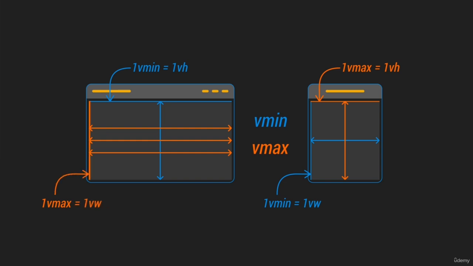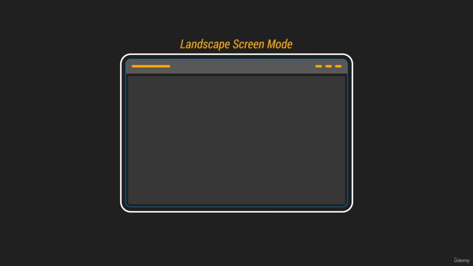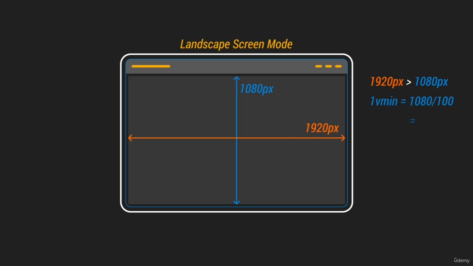Consider this example where we have this screen in landscape mode having the width of 1920 pixels and the height of 1080 pixels. As the width of the viewport is greater than its height, 1 Vmin will be 10.8 pixels and 1 Vmax will be 19.2 pixels. Similarly, 10 Vmin will be 108 pixels and 10 Vmax will be 192 pixels.